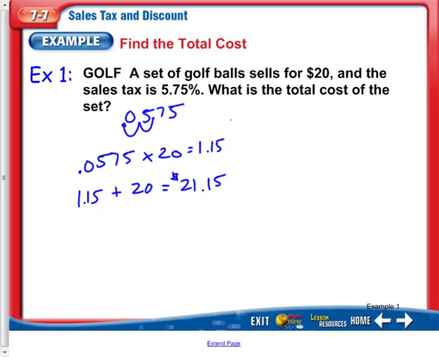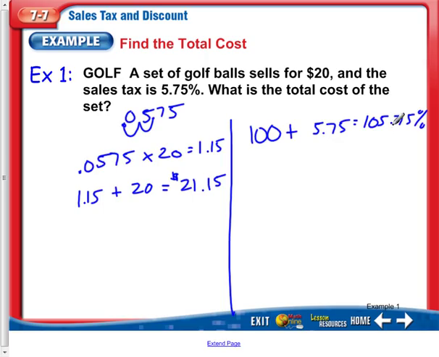Now there is another way to do this, okay? Think of your sale as being 100%. Well, you could add the percentages. So if I take 100% plus 5.75%, I would get 105.75%. And that's how much I'm actually going to pay.